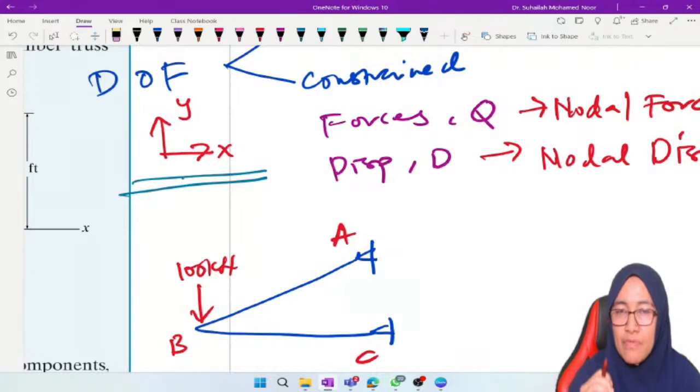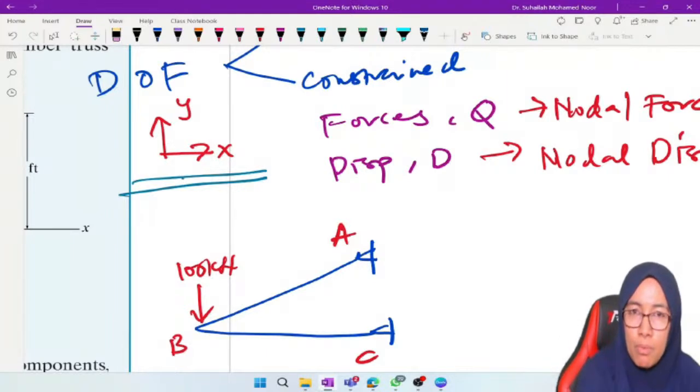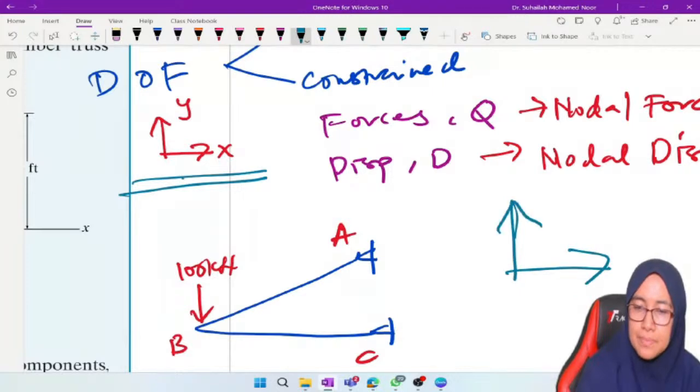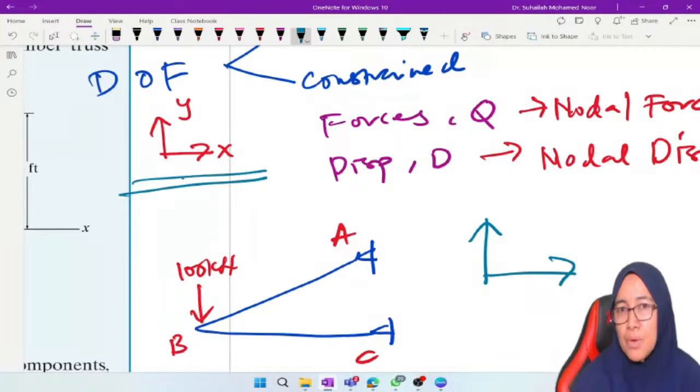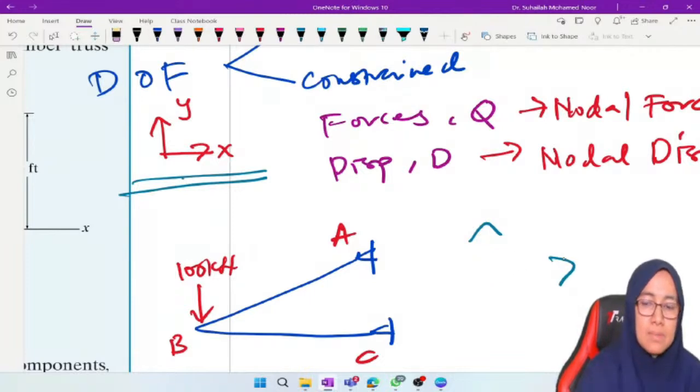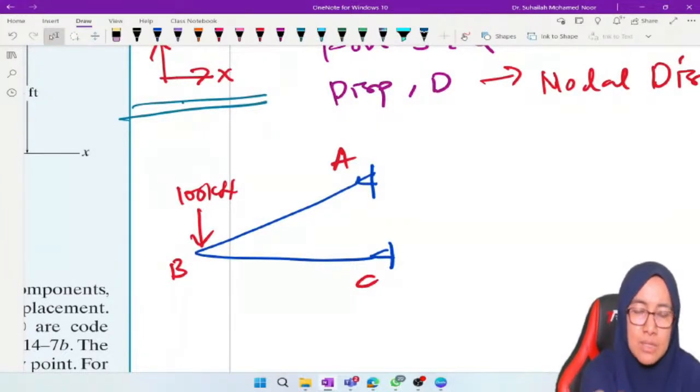Because we have to refer to the sign convention in the stiffness method, and the sign convention in the stiffness method always refers to the X and Y components. This pair, X and Y, and we cannot change this direction. So we must follow that X direction and Y direction. Looking at the truss conventionally, we just put in any direction that we like, it doesn't matter.